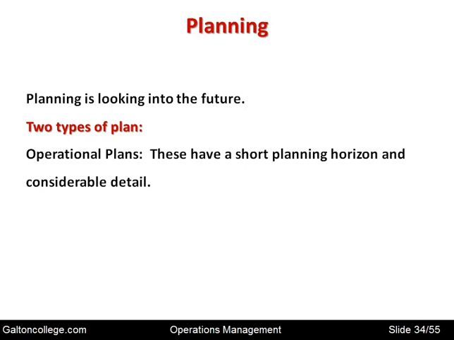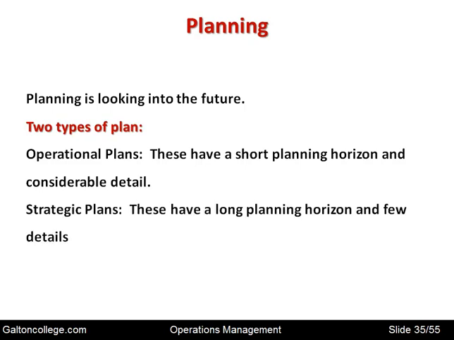Operational plans are detailed. Those are opposed to strategic plans. These have a very long planning horizon and very few details. Strategic plans are looking into the future. So next year we will buy this machine, and next year we will move production in such a way that, and next year we will. These are strategic plans looking forward, and because they're looking forward, they don't contain a lot of detail. They are almost aspirational. This is what we want to do in the future.